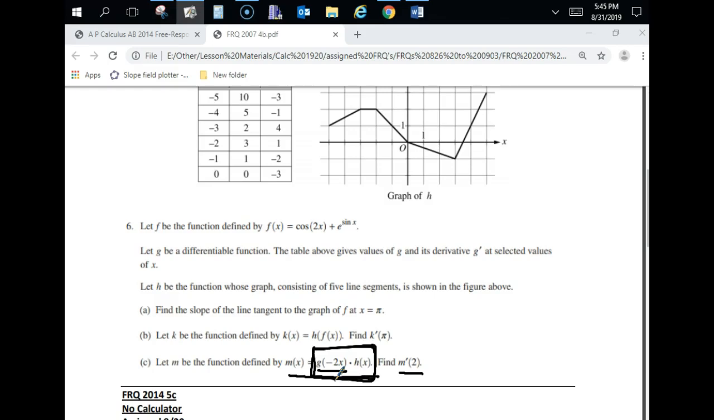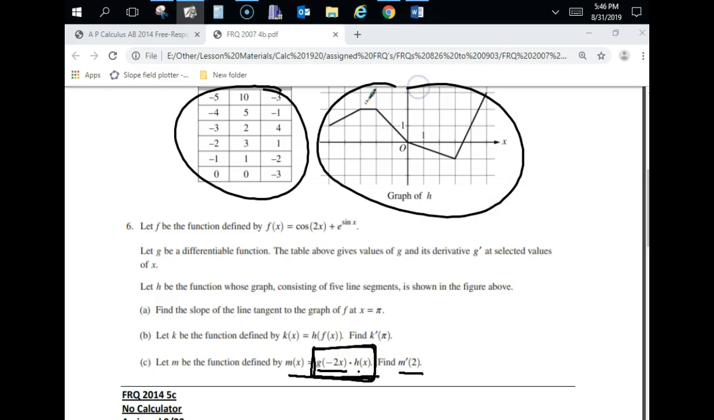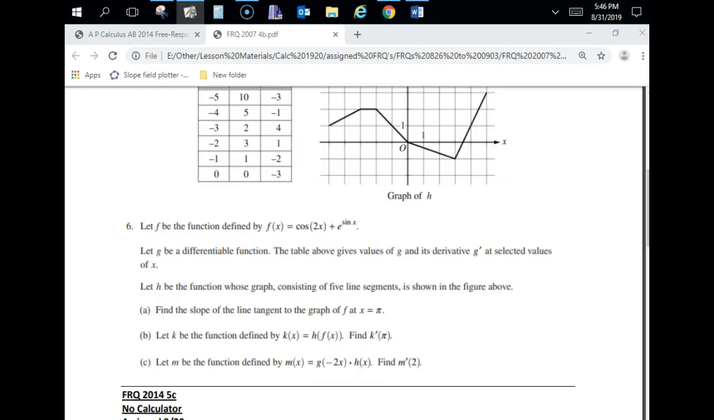And in this case, since you're using the g function, you're going to be using the table. You're also using the h function, which means you're also using the graph. But there's no f on this one. I'll leave you guys with that one and see how you do. All right, let's move on to our last FRQ for this particular weekend.